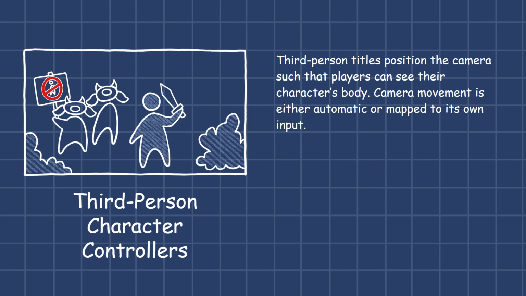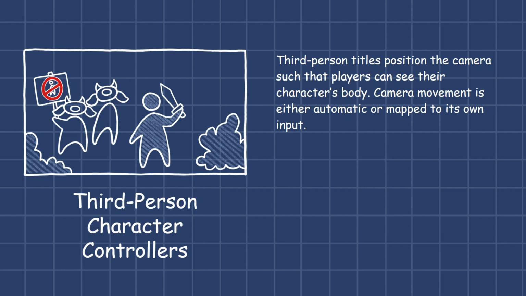Third-person titles position the camera such that players can see their character's body, ranging from over-the-shoulder views to situations in which the character's entire body is visible. Unlike first-person games, third-person games decouple character and camera movement. Camera movement may be mapped to its own input.